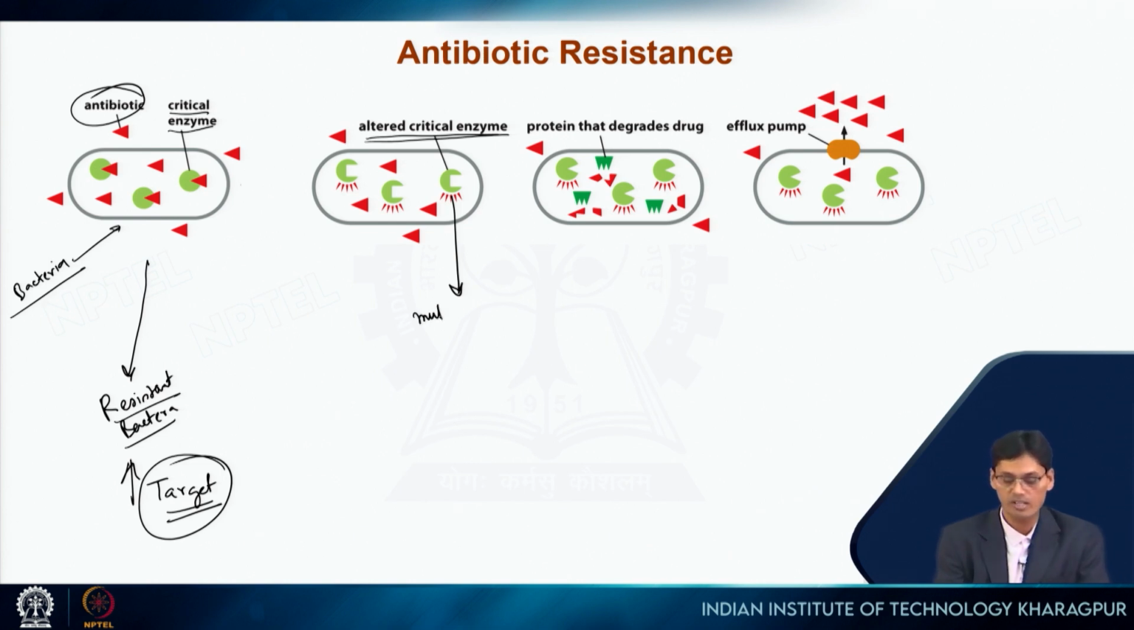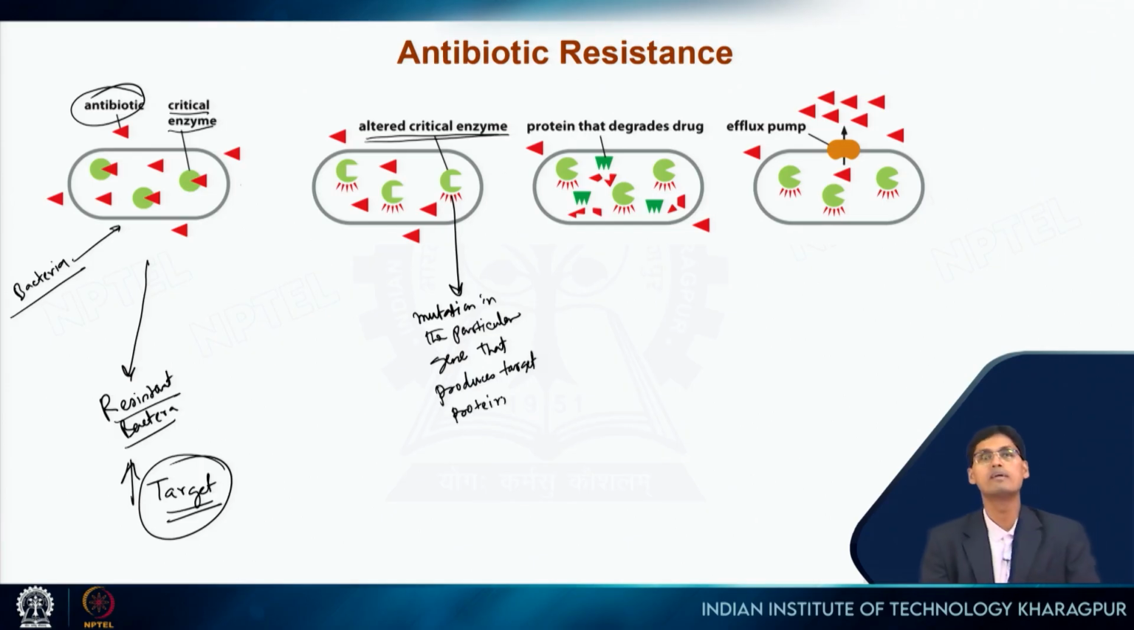So for example, a mutation in the particular gene that produces the target protein or enzyme. Okay. And then a protein that degrades the drug. This is also very important. Some bacteria are resistant because they have some protein which is degrading the antibiotic.